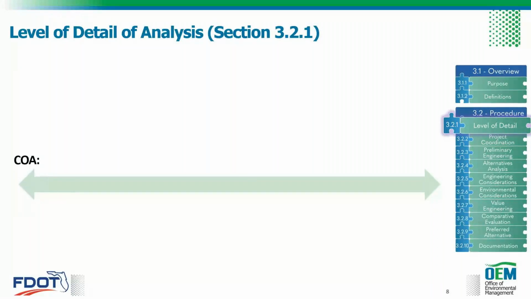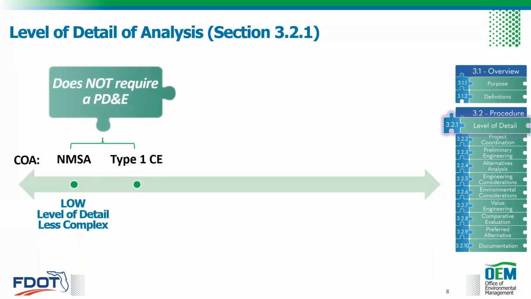I am going to first speak about section 3.2.1, which is our level of detail of analysis. So the level of detail for engineering analysis depends on the overall size and complexity of the project, as well as your class of action or type of environmental document. So we have lots of those acronyms on this slide for you, so bear with me.